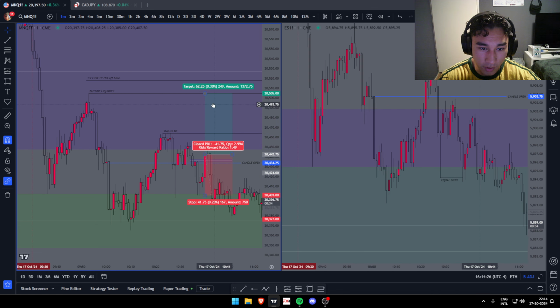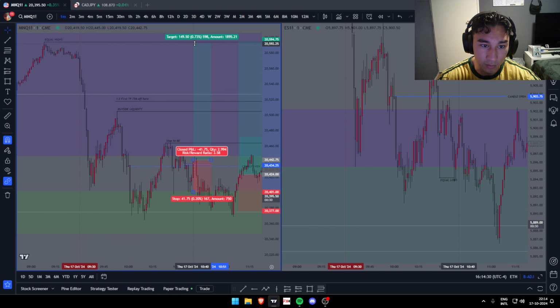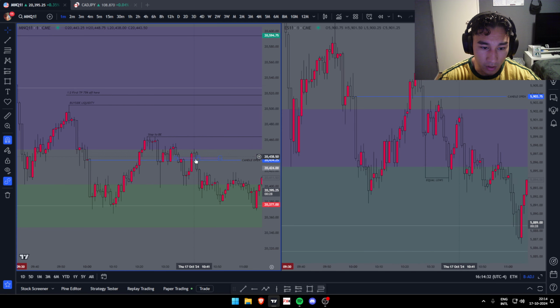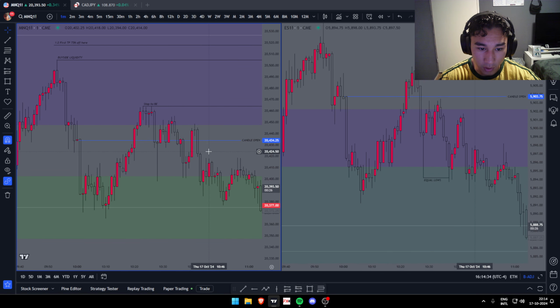It's a 1 to 49 RR. So now I take a 1 to 2 first TP. So that would have been first TP, and this would be second TP. Yeah, gets stopped pretty quick on break even.